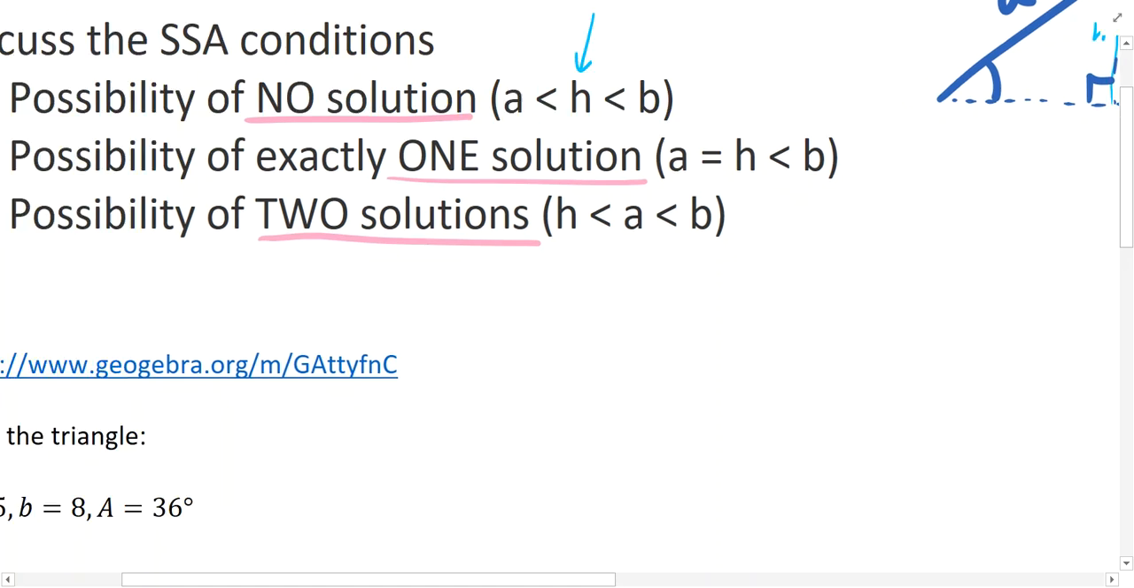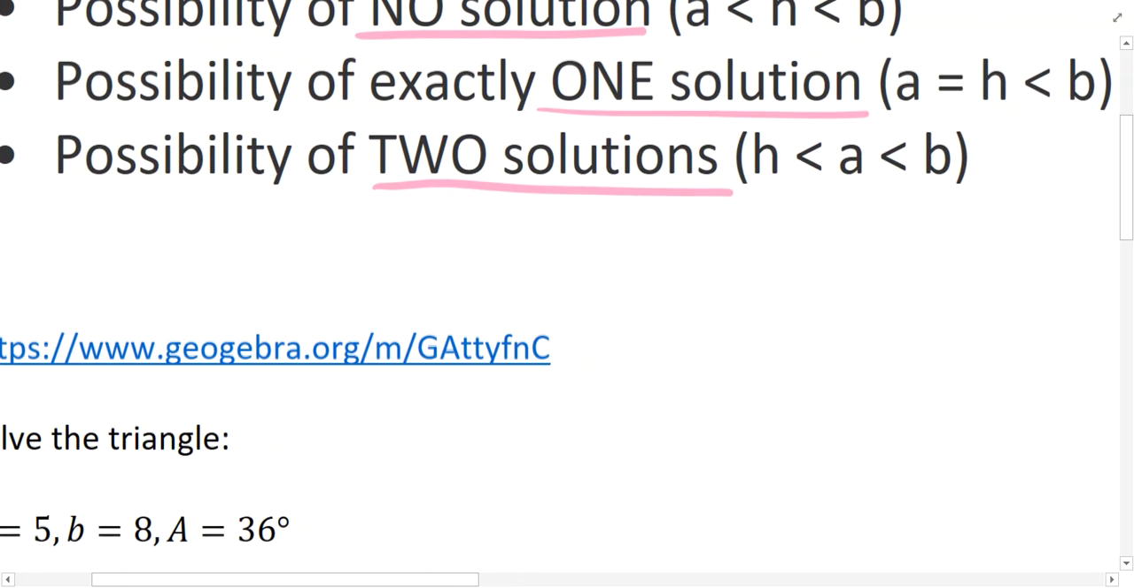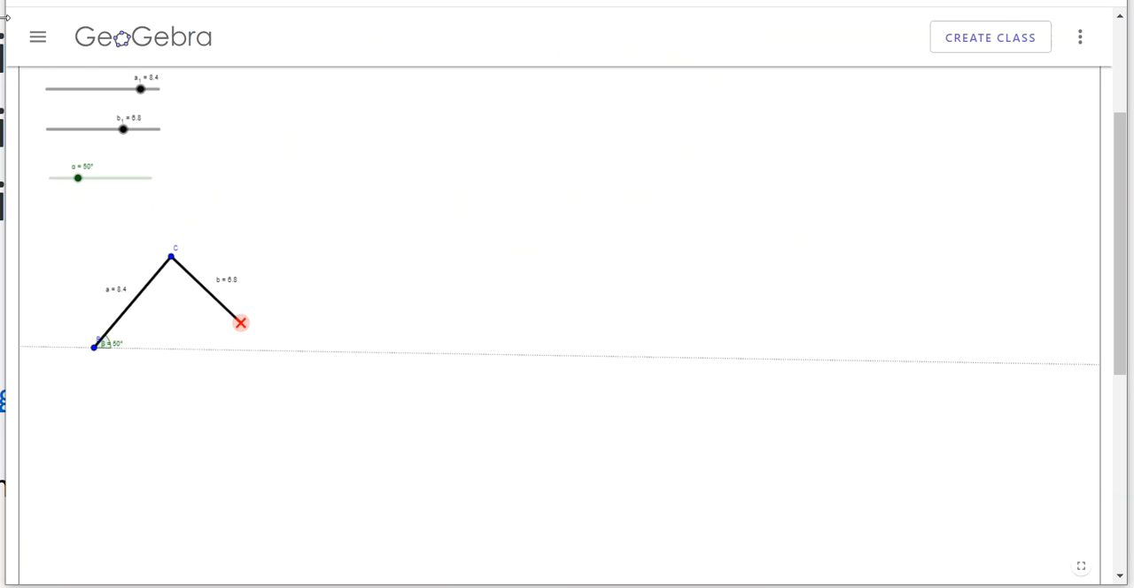Now, similarly, two solutions, two unique triangles, can be created if the appropriate scenario has been generated. And that happens when the height of the triangle along its base is less than both A and B. Let me try to share that example here.